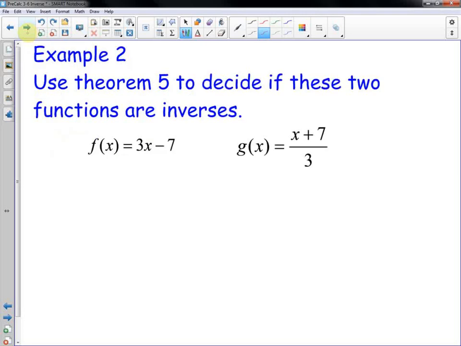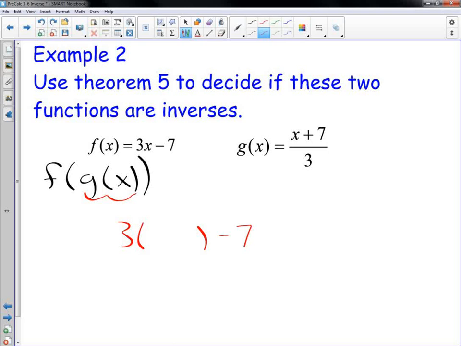So we're going to use Theorem 5 to see if these are inverse functions of each other. What Theorem 5 says is that if I use a composition between these two, I should end up with x, right? So I'm going to say f of g of x. What this says is I'm going to take f of x and plug in g of x. So I'm going to say f, take out x, plug in g of x.